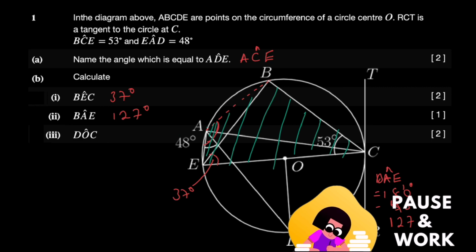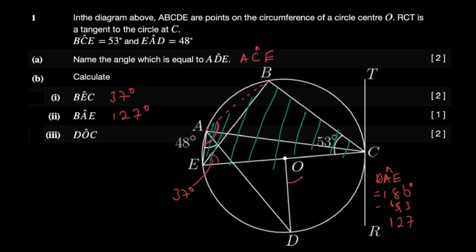And then on the next part, we calculate DOC. So D, O, then C, so it's this angle here. You want to find this angle here. One way to figure it out: this is an angle subtended at the center, so it must be twice the angle subtended at the circumference. So you'd have to look for the angle subtended at the circumference. It's this particular angle right here.